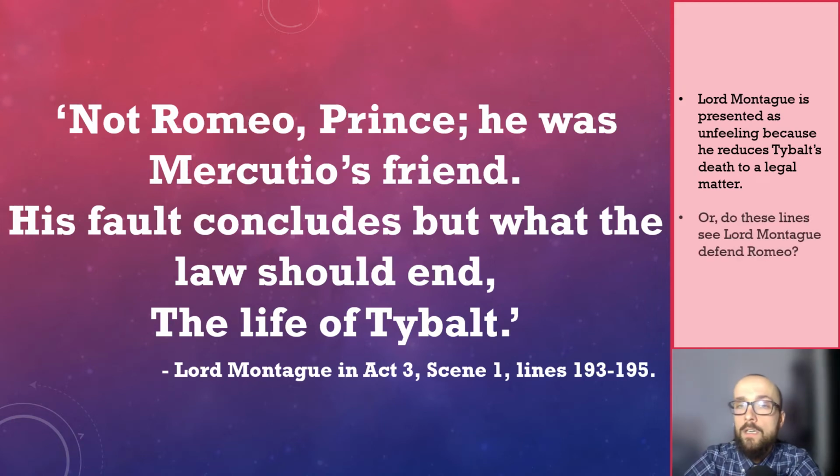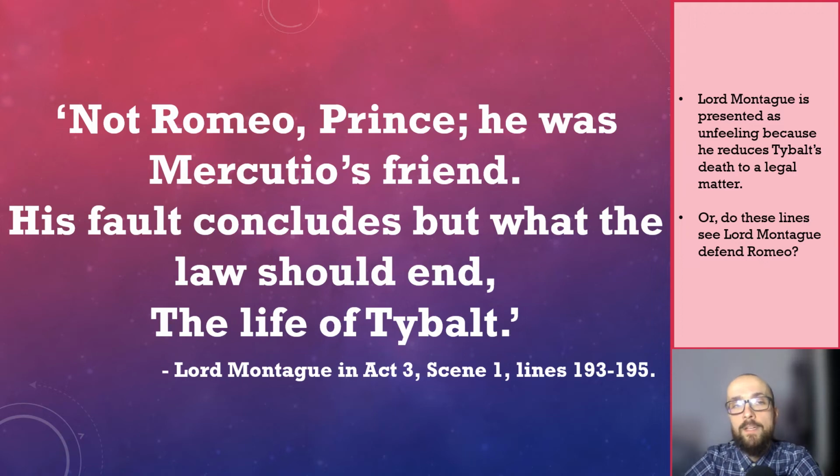Alternatively, you could argue that these lines see Lord Montague defend Romeo, thus suggesting that he is a supportive father. When Prince Aeschylus asks who should pay the price for Mercutio's and Tybalt's deaths, Lord Montague immediately claims, "Not Romeo, Prince," indicating that protecting Romeo is Lord Montague's primary concern. Indeed, by stating that Romeo was Mercutio's friend, Lord Montague further defends his son.